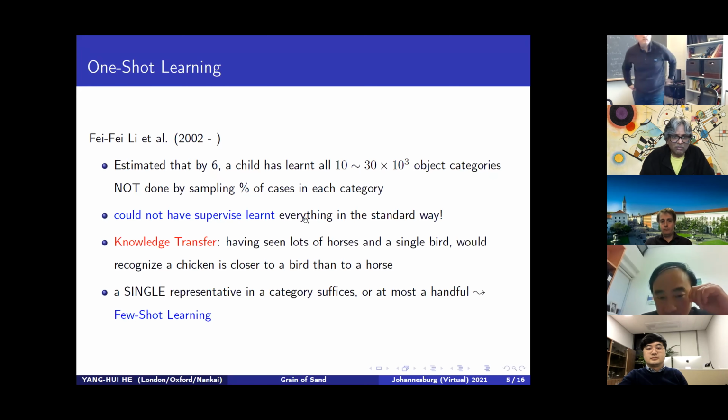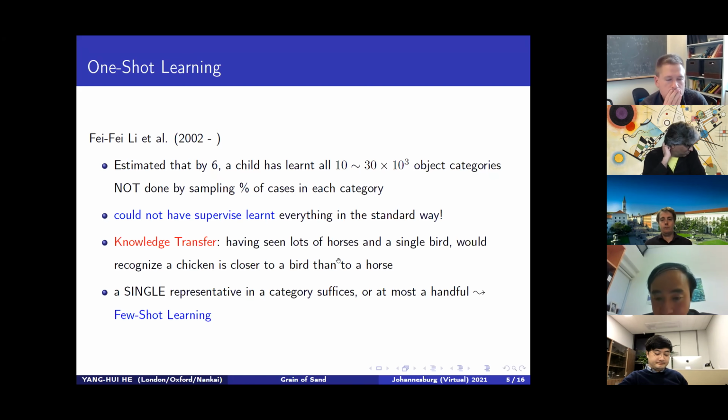Well, you couldn't possibly have done this by supervised learning, which is usually a 20-80 or 80-20 split. It's done by a paradigm called knowledge transfer. For example, having seen a lot of horses and a single bird, the child would recognize immediately that a chicken, which the child has never seen, is closer to a bird than a horse. So somehow there's been a transference procedure. In most cases, a single representative in a category suffices. This is called one-shot learning. And if you use a couple of them, instead of the usual 80%, that's called few-shot learning.